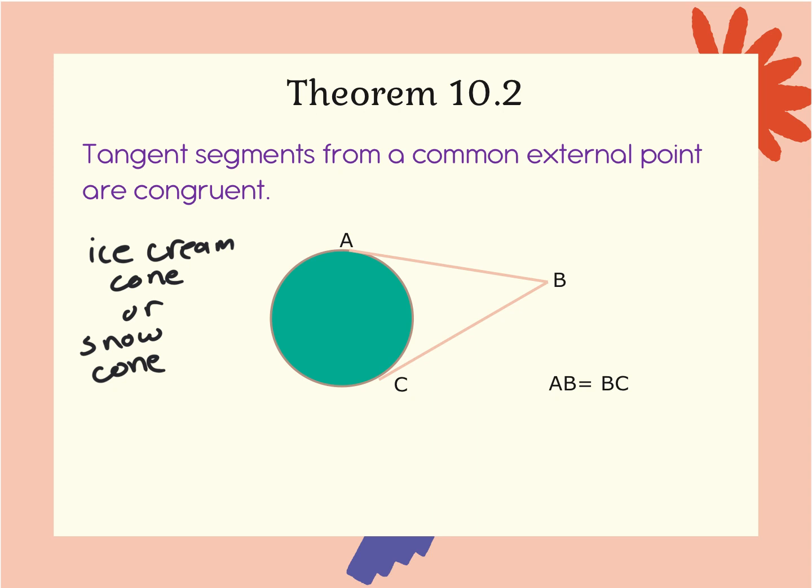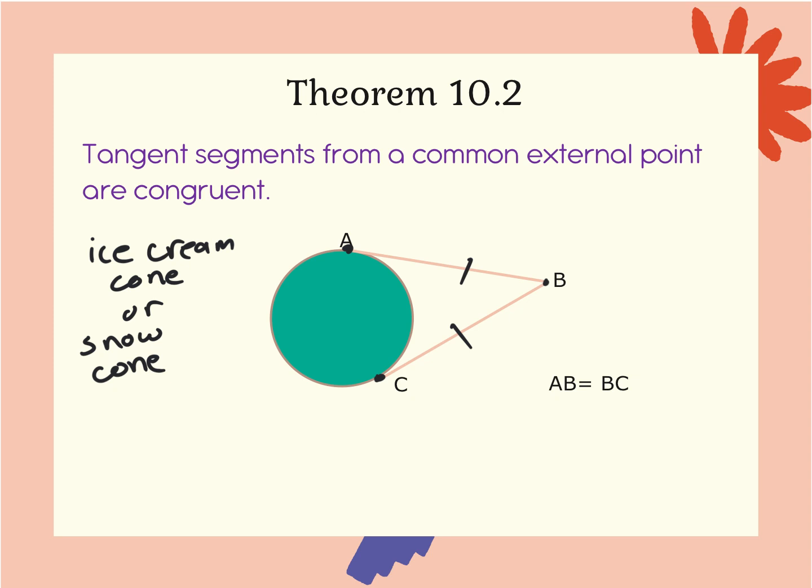So because these two lines are tangent, they're only going to touch at one point of the circle, and they're going to meet at the same place. If they are congruent, like they're stating, so they're going to be equal to each other, then they're going to be the same distance, and they're going to be tangent to the circle in the same place.